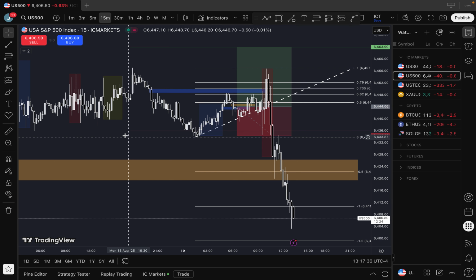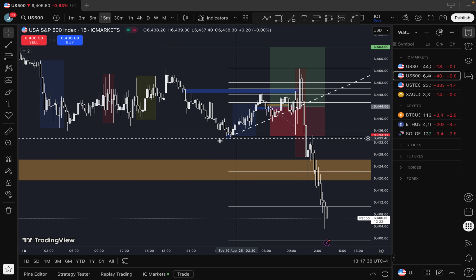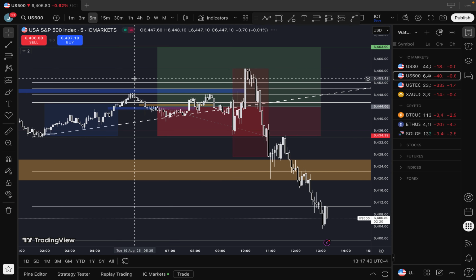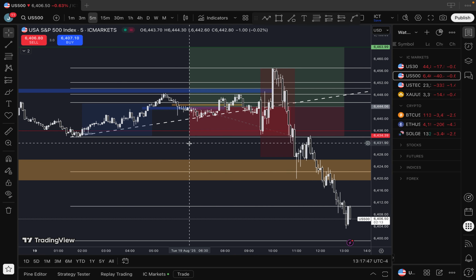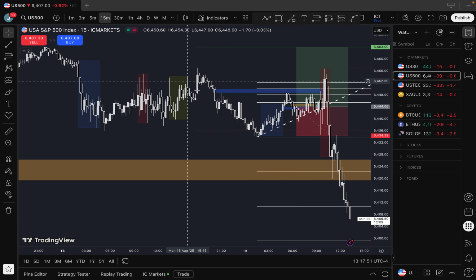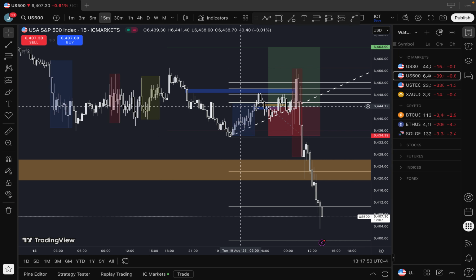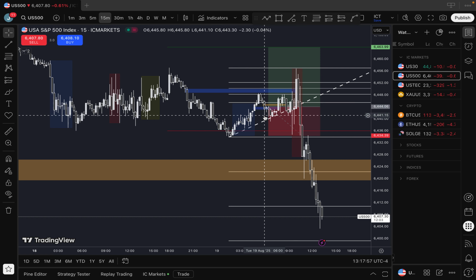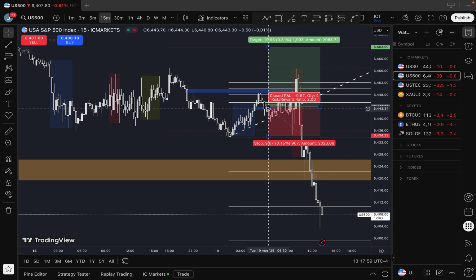So, right, in terms of my entry, I got in on this 5-minute retracement on the fair value gap. Was it 5 minute? Was it 3? Was it 15? It was the 15-minute. I took this entry here. Traded down, and then we come back up a little bit.